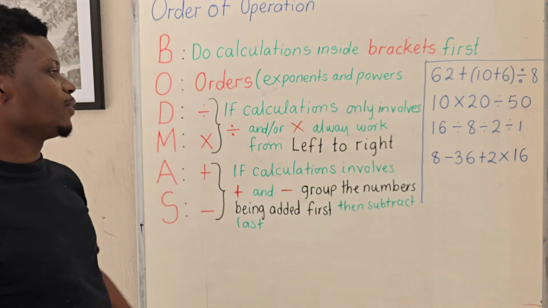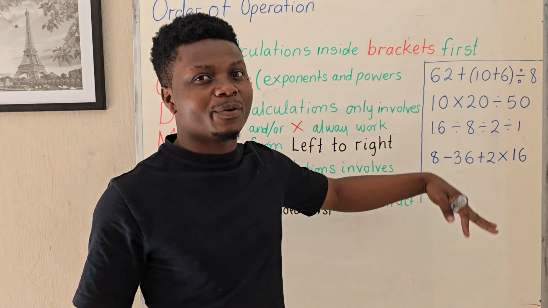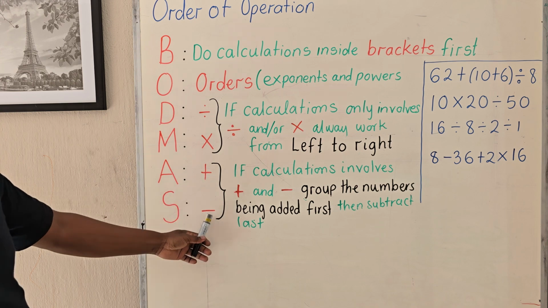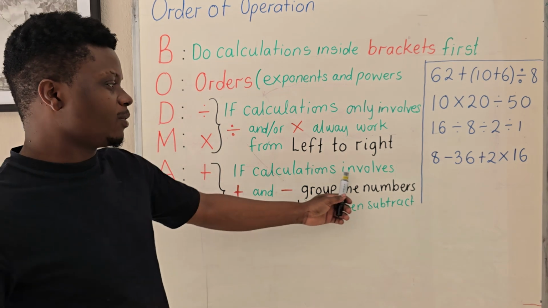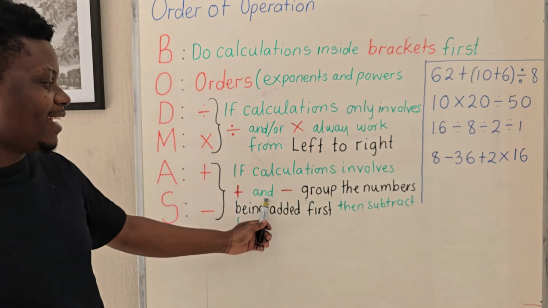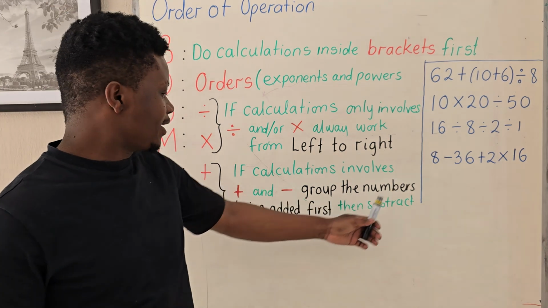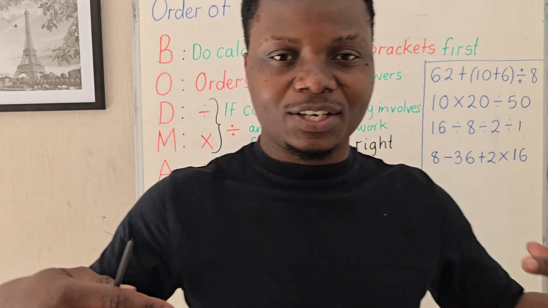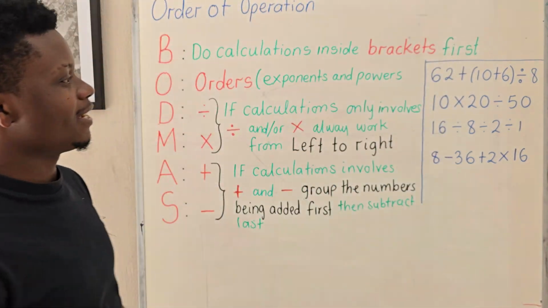So this is what we're going to do, and some of these examples are going to show us how to do that. Then when it comes to addition and subtraction, if calculations involves addition and subtraction, group the numbers being added first, then subtract last. So let's just get right in and see how we can answer those questions.